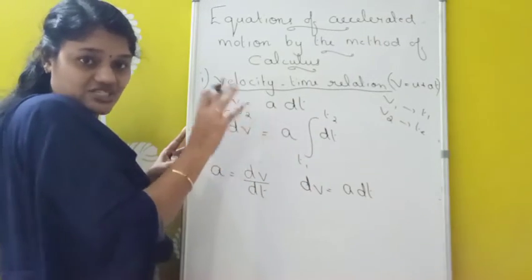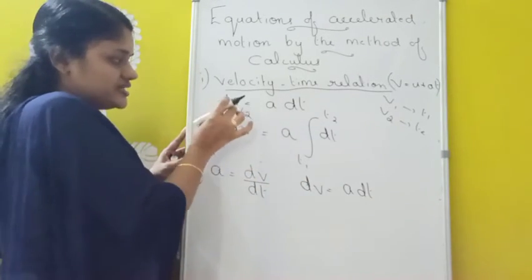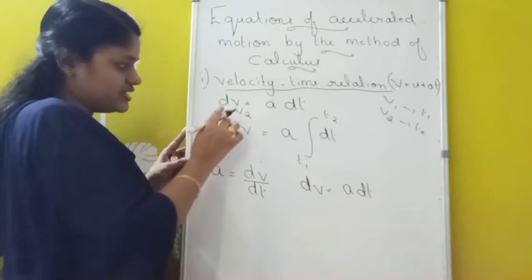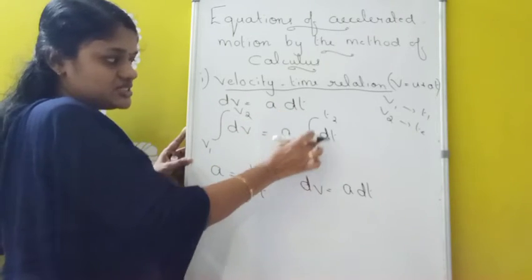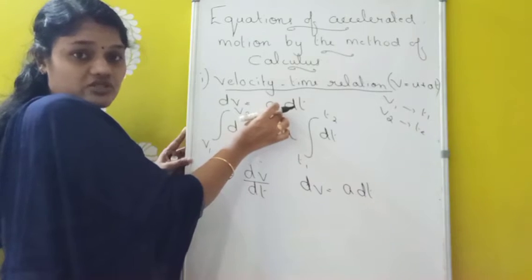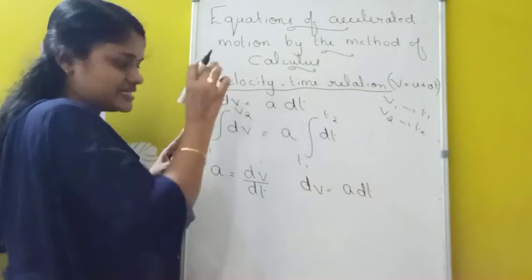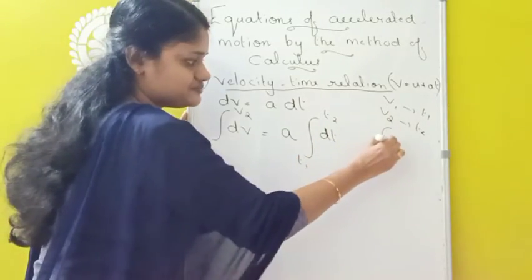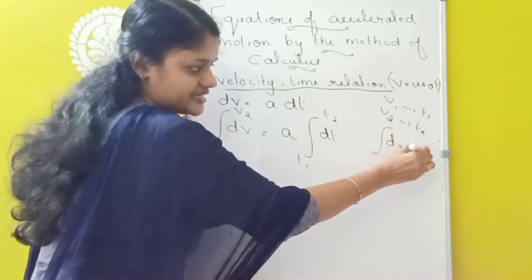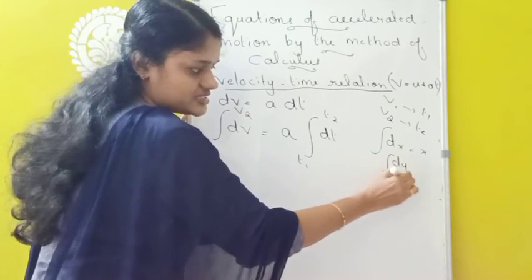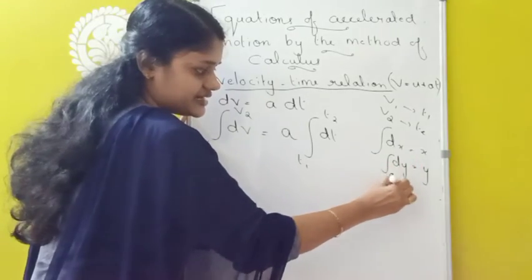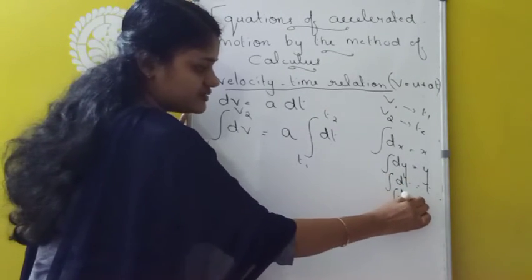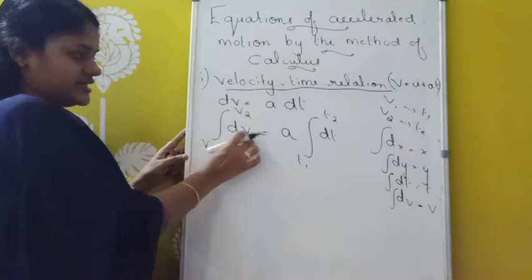So I am just taking integration on both sides. Here velocity changes from v1 to v2, and time changes from t1 to t2. This a is constant because the body is moving with a constant or uniform acceleration. Now we are integrating here. We know that the integral of dx is x. Similarly the integral of dy is y, and the integral of dt is t. And here we have the integral of dv. So what is the value? v itself. So the integral of dv is v.